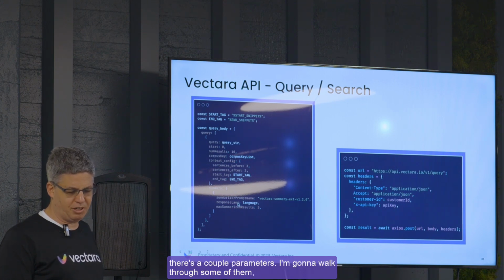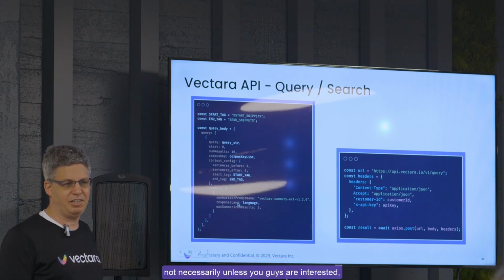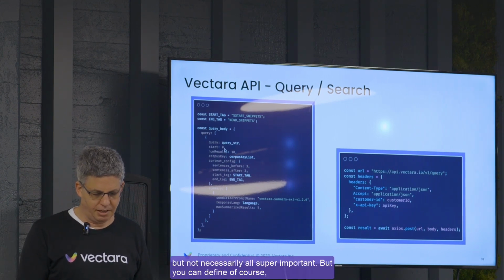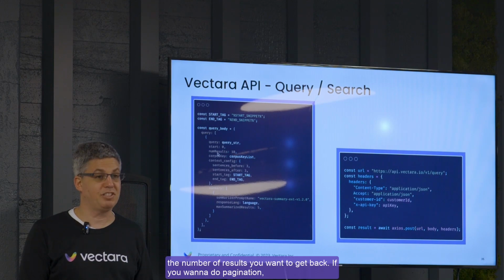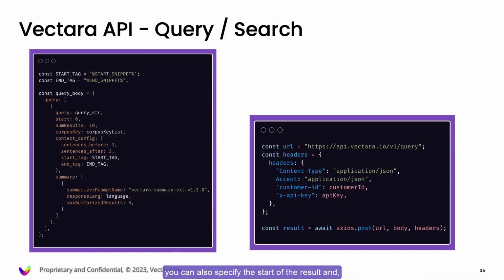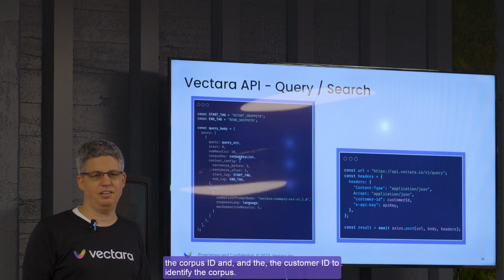There's a couple of parameters. I'm going to walk through some of them, not necessarily all, as they're not all super important. But you can define, of course, the number of results you want to get back. If you want to do pagination, you can also specify the start of the result and show other results later on. The corpus key is not shown here, but it's defined outside of this and holds the corpus ID and the customer ID to identify the corpus.